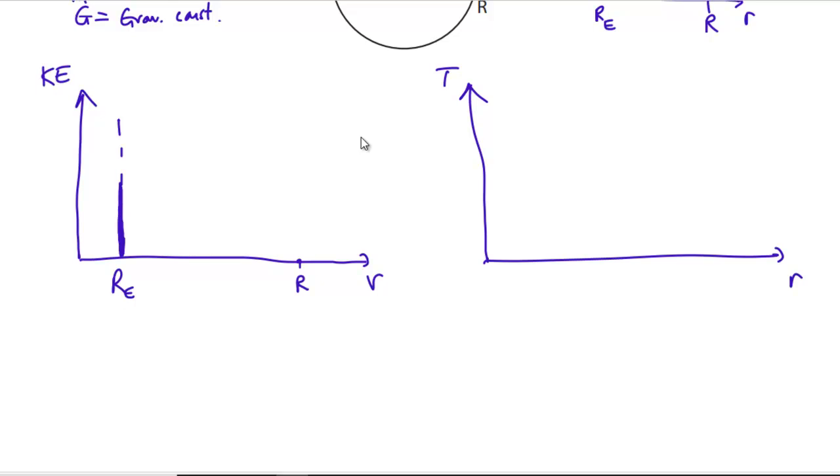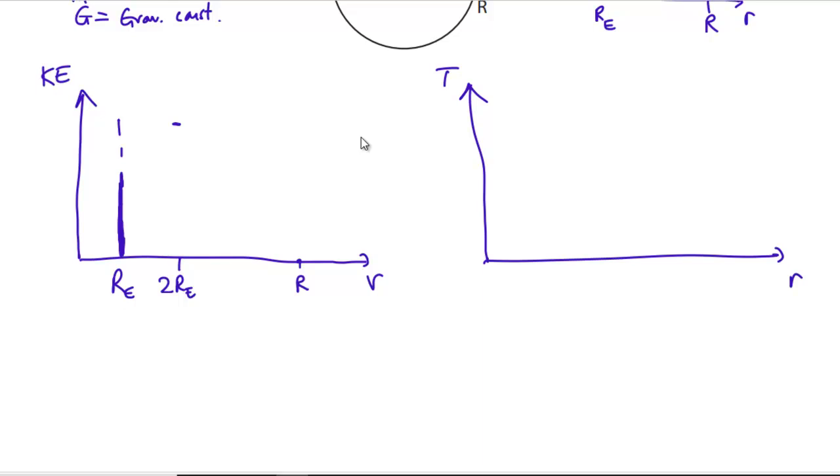So the kinetic energy is going to increase. It's going to have a maximum. The atmosphere kicks in at 2RE, so that's going to be where we get a peak. So we need to, well, how are we going to get these things to join up?